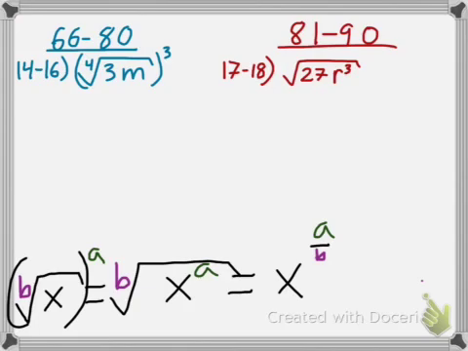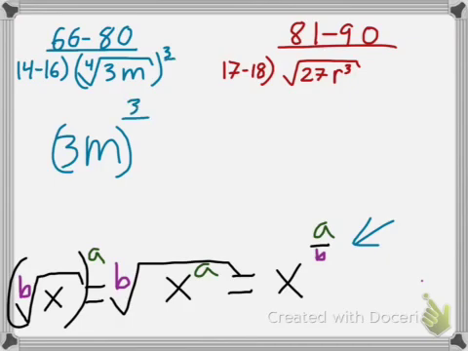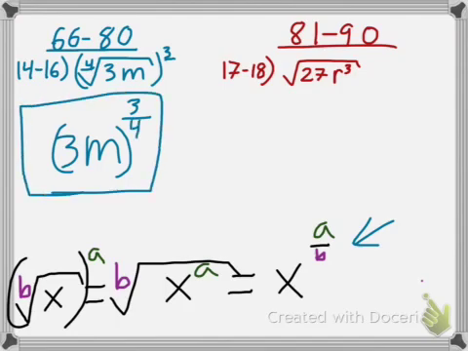Okay, so I need to rewrite this in rational exponent notation, which is the last one. So I take the 3m, and since it's all inside the square root, I'm going to put parentheses around it. And then the 3 is in the place of the a, so the 3 goes on top. The 4 is in place of the b, so the 4 goes on the bottom. And that's it. You just need to remember this.